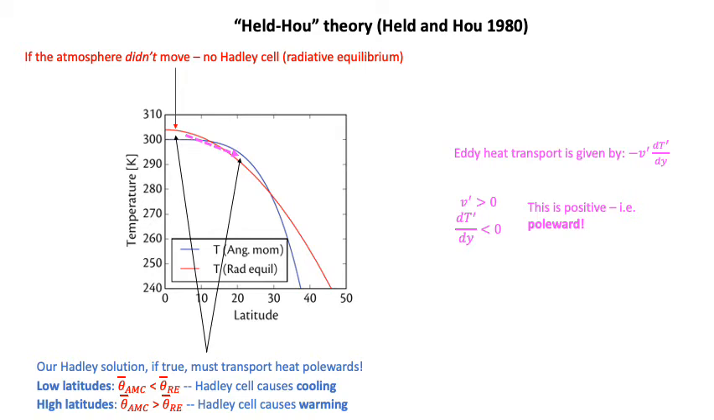And so that heat can't come from nowhere. It has to be transported internally. And so this is really equivalent to saying there's a heat transport from these low latitudes to slightly higher latitudes. So from the deep tropics to the subtropics, if you will.